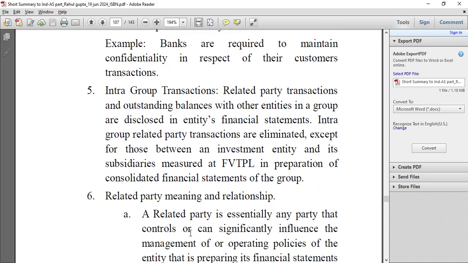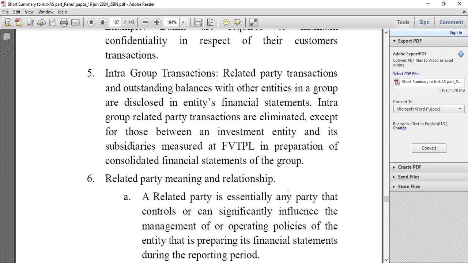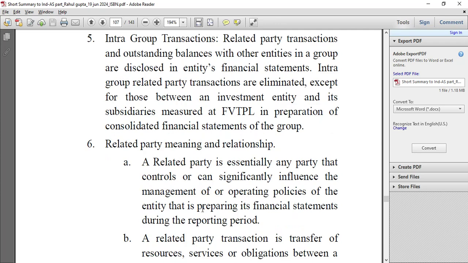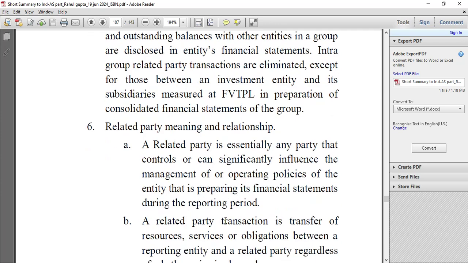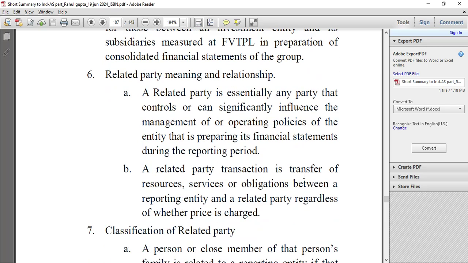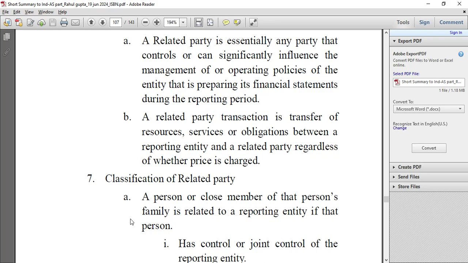Related party: meaning and relationship. A related party is essentially any party that controls or can significantly influence the management or operating policies of the entity that is preparing its financial statements during the reporting period. A related party transaction is a transfer of resources, services, or obligations between a reporting entity and a related party, regardless of whether a price is charged.